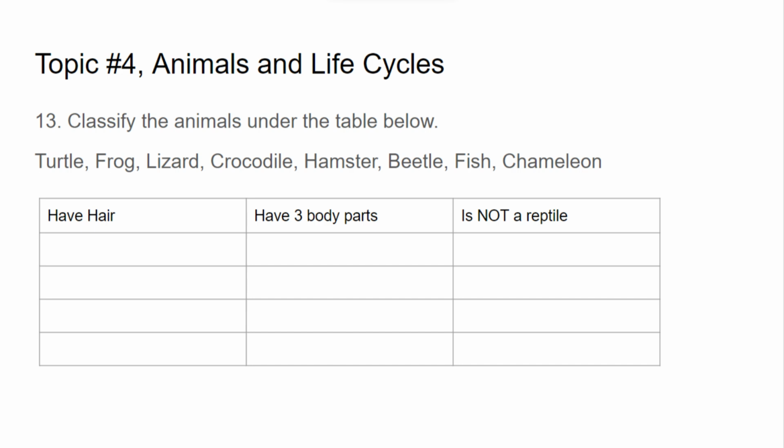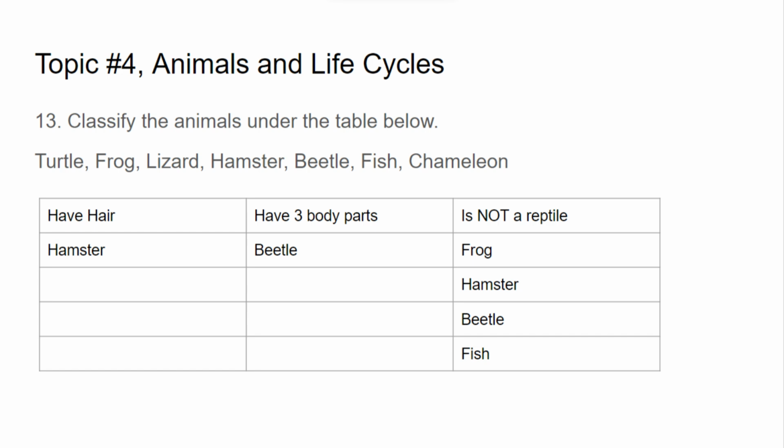Question 13. Classify the animals under the table below. Turtle, frog, lizard, crocodile, hamster, beetle, fish, chameleon. Since hamsters have hair and the rest don't, only the hamster will be in the first column. Remember that insects have 3 body parts and only the beetle is an insect out of the list. Hence, only beetle is in the column have 3 body parts.